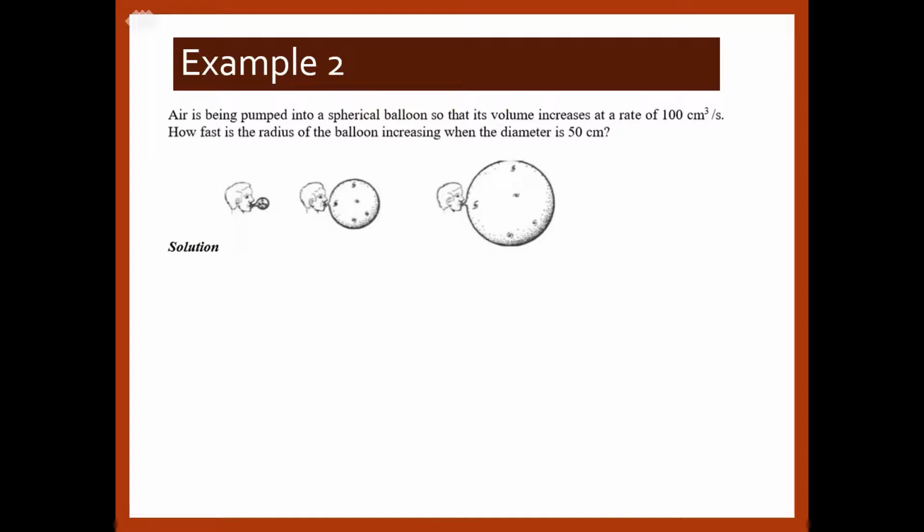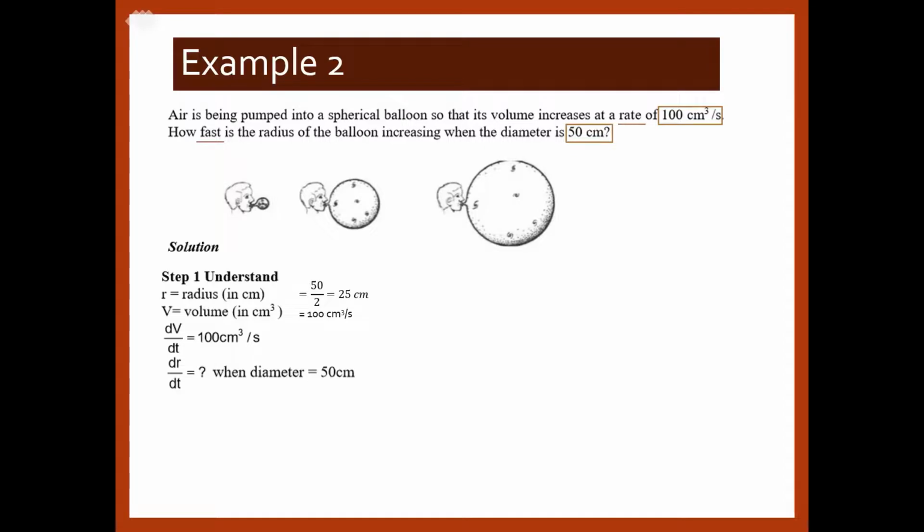Now, let's refer to example 2. Air is being pumped into a spherical balloon so that its volume increases at a rate of 100 cm³ per second. How fast is the radius of the balloon increasing when the diameter is 50 cm?